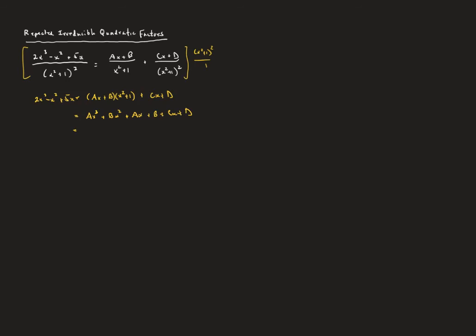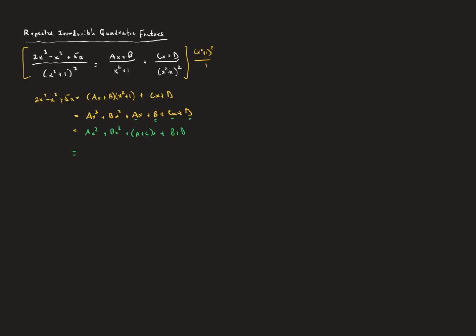Now, the only x^3 term is the Ax^3, and the only x^2 term is the Bx^2. But we have two terms with x in them, so if we factor out that x, that's going to leave behind A plus C, and then we have two constants, so we're going to lump them together as B plus D. If you want to put them in parentheses to keep it more organized, it's up to you.